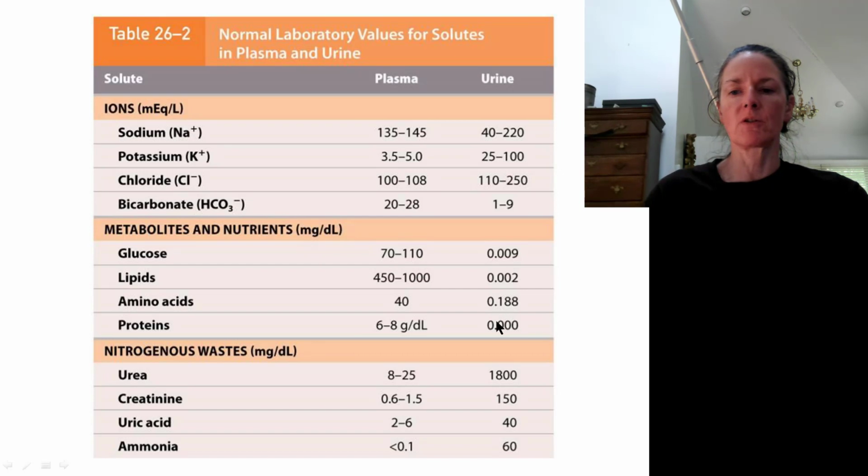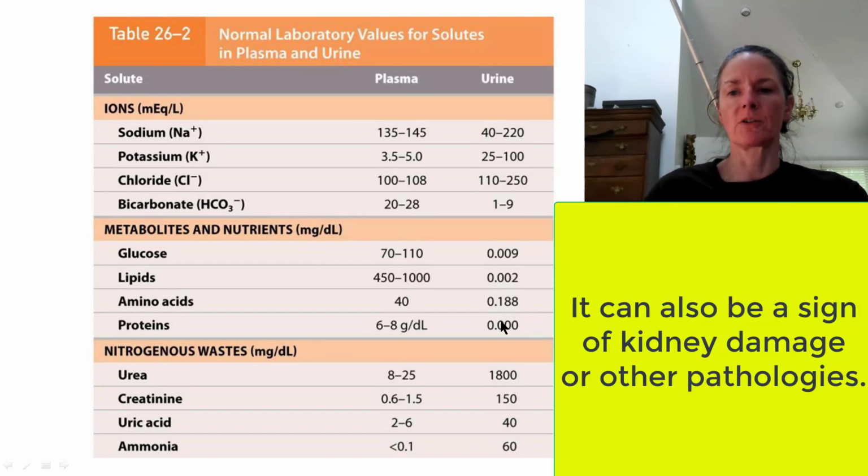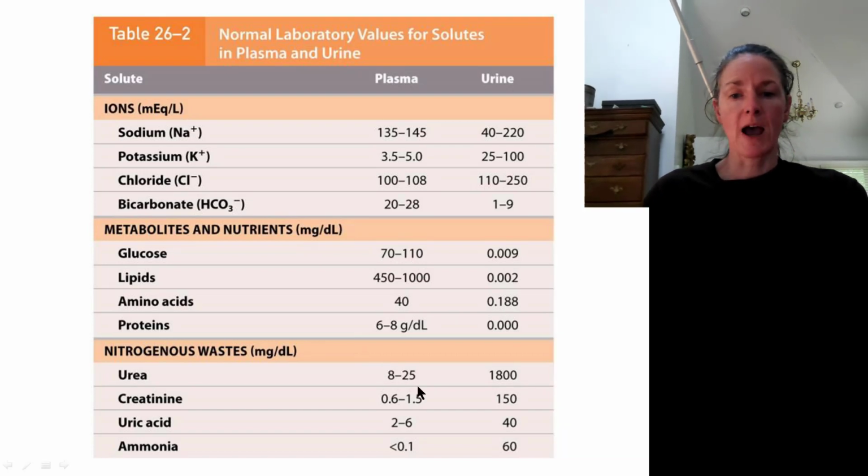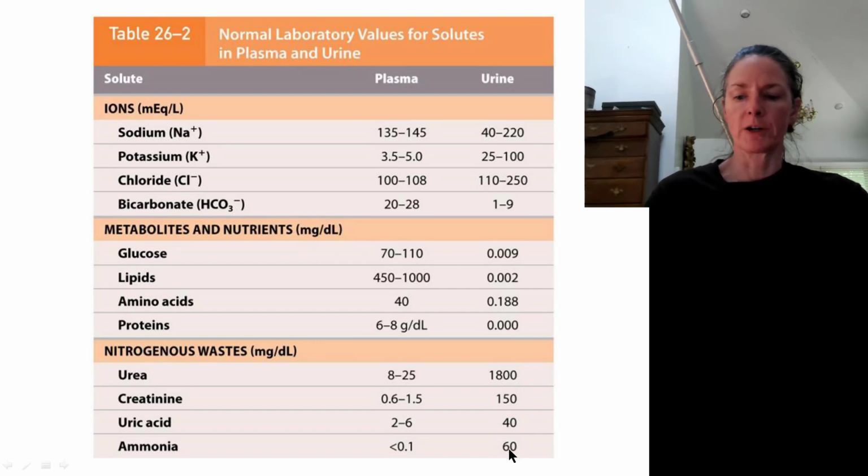If you have proteins within the urine, then this is a sign of some kind of serious metabolic disorder or problem. Right, we have urea, creatinine, and uric acid. We see the levels in plasma are low compared to in urine. So you can see that urine is doing its job by excreting, or basically carrying the solutes, these toxic solutes, out of the body, like urea, creatinine, and uric acid, as well as some ammonia.